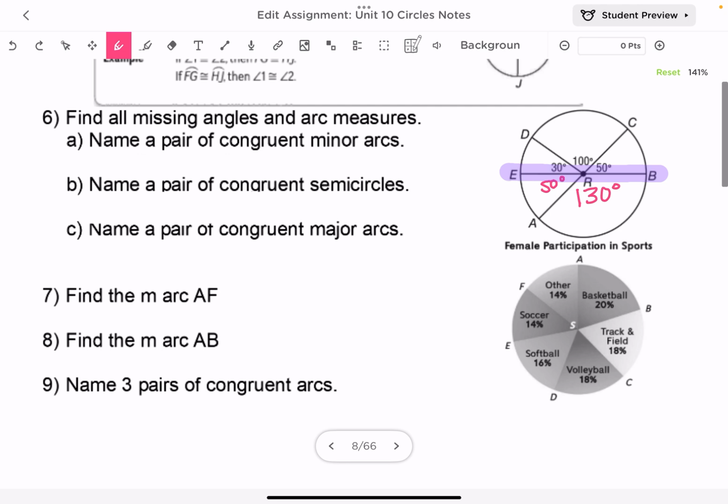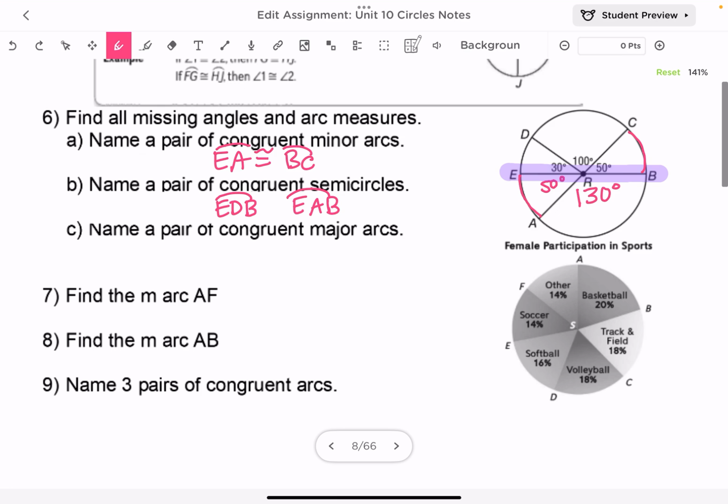All right, so it says name a pair of congruent minor arcs. We can see that EA would be equal to CD. So EA would be congruent to BC. And then B says name a pair of congruent semicircles. Well, I highlighted my diameter, so it's easy to find the semicircles. So I could say arc EDB, that's a semicircle, and EAB, so the other way, would also be a semicircle.